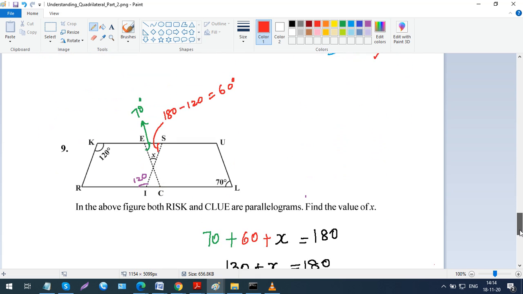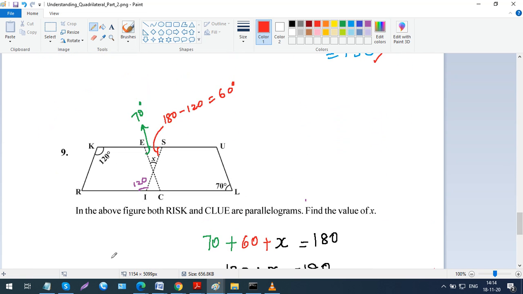Now come to the next question, the 9th question. It says in the above figure both RISK and CLUE are parallelograms. So RISK is this thing. Wait, let me draw it using a different pen color. Let us say you have blue color. See, RISK is this figure, and that's a parallelogram they are saying. And CLUE is another parallelogram. So let me use another pen, this dark blue. This is another parallelogram.